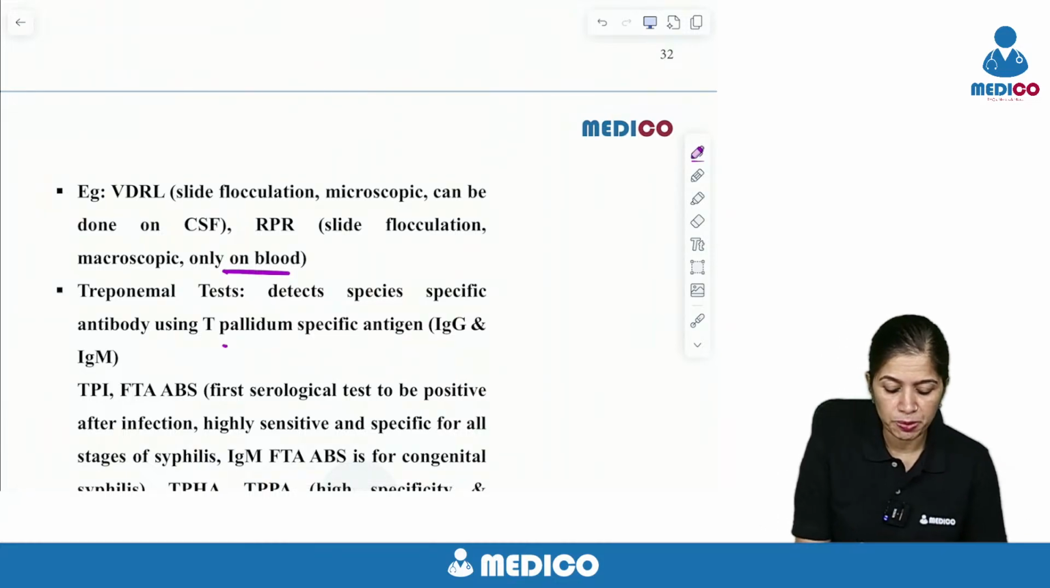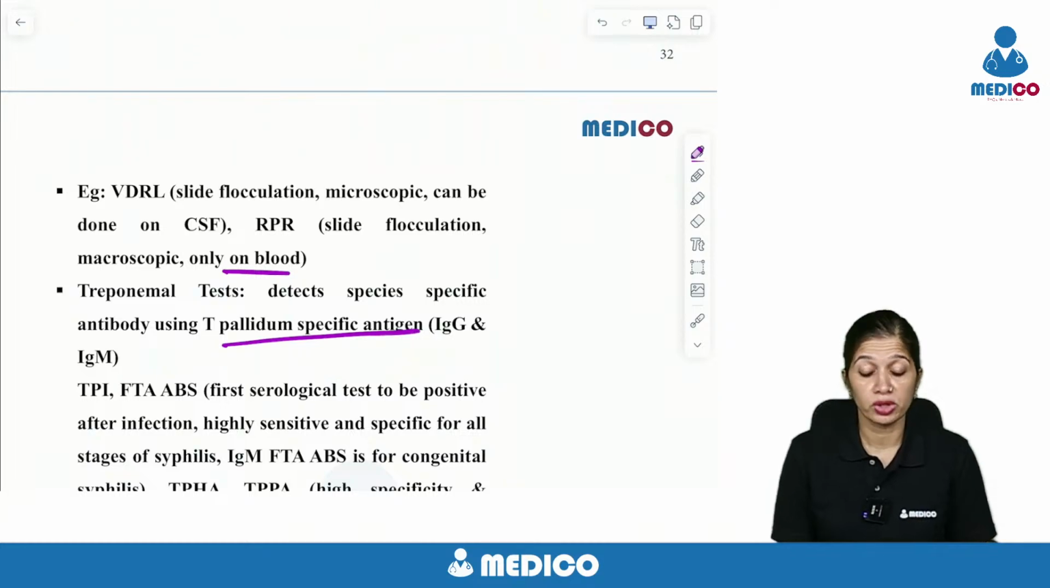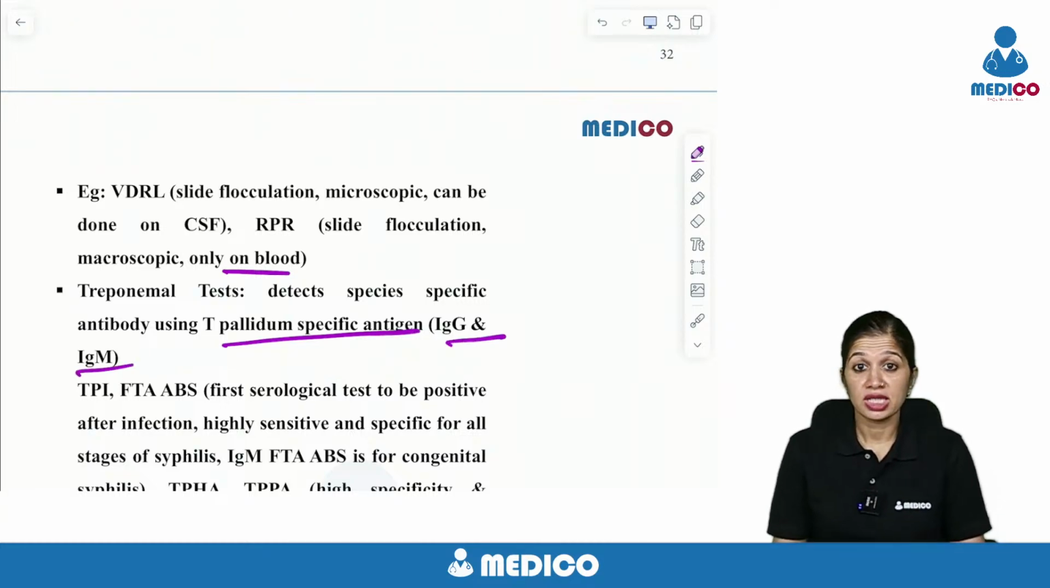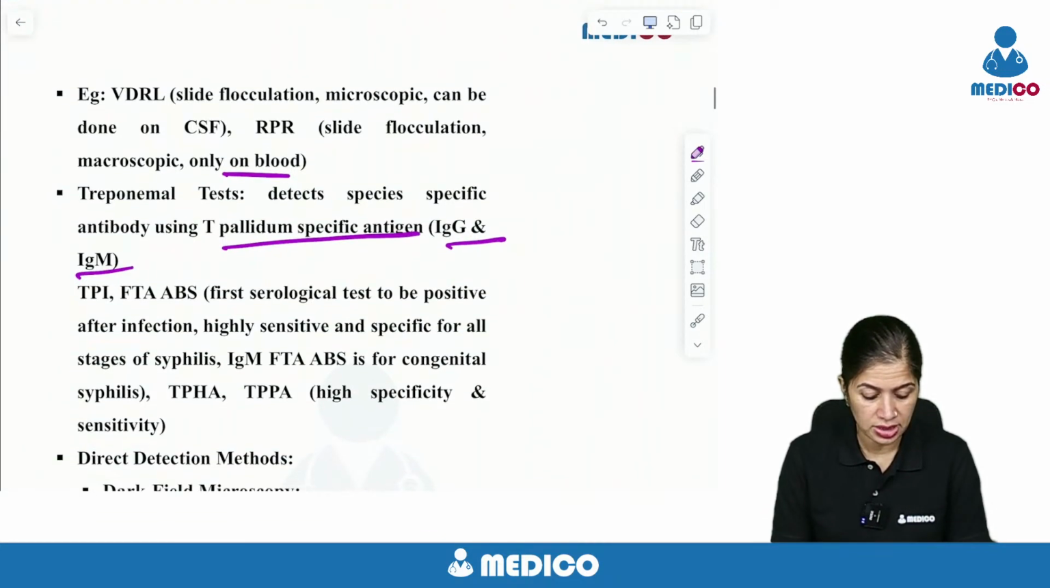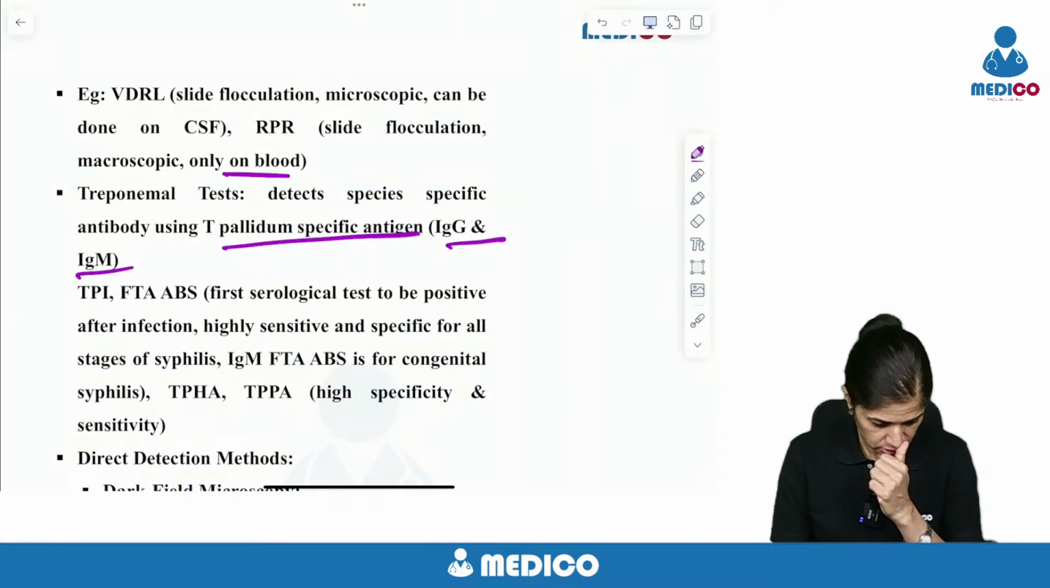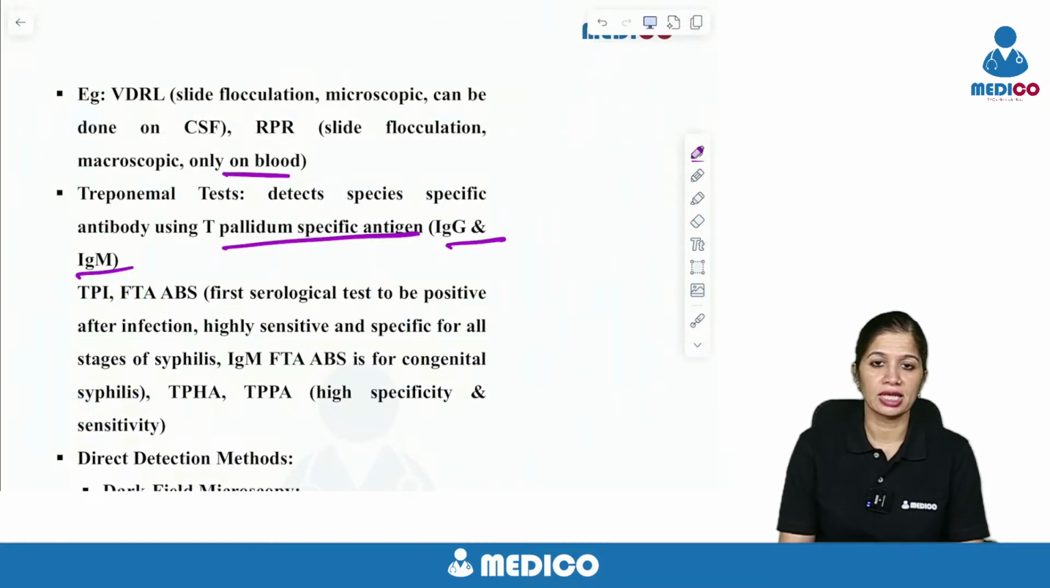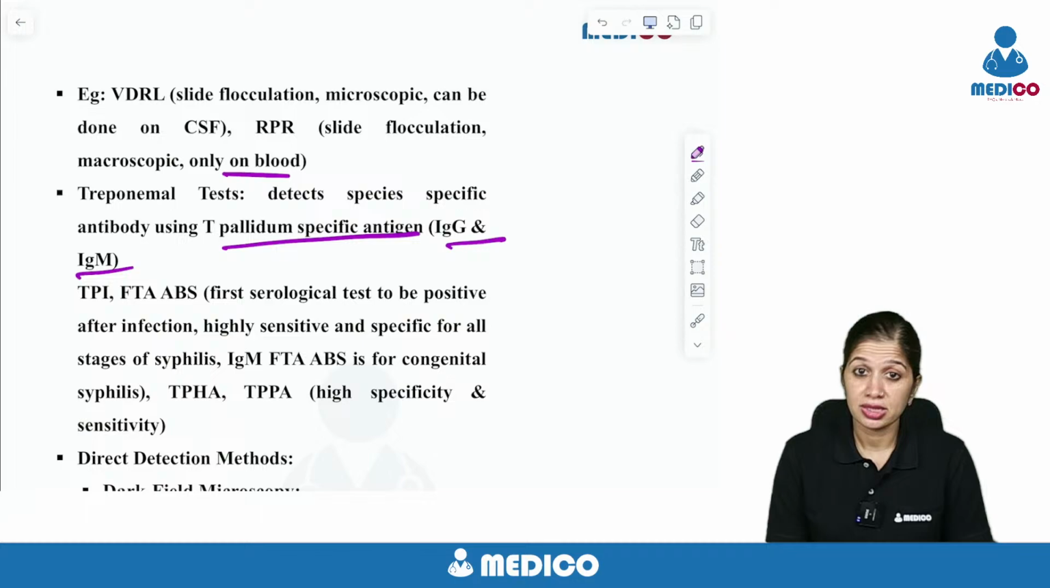Now we are using specific Treponema pallidum antigen, both IgG and IgM. There it was only IgG. And you can detect species-specific antibodies. So what are the tests? You've got TPI, that is Treponema pallidum immobilization assays, FTA-ABS, TPHA, TPPA, like that there are different tests.